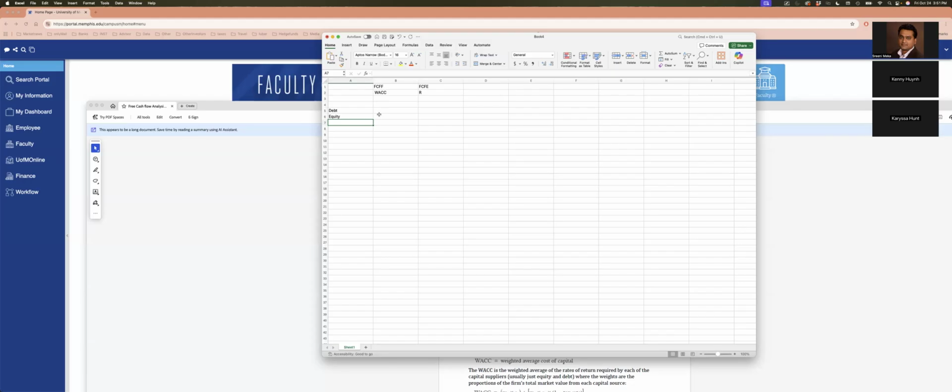So the formula for the weighted average cost of capital is the weight of your debt times the required rate of return on the debt times 1 minus T. For example, if your company has 40% debt and 60% equity, you use the weight of the debt. You remember that formula?